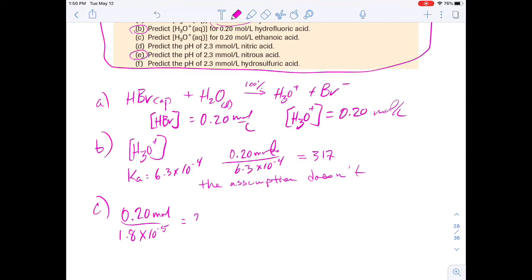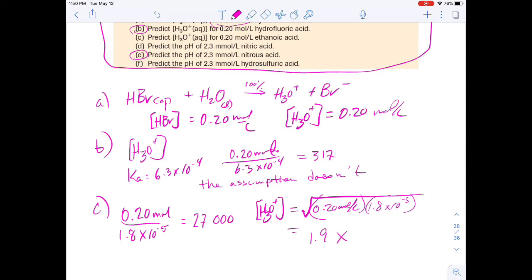And this is going to be 27,000 or greater. And so the assumption works, in which case the hydronium ion concentration equals the square root of 0.20 mole per liter times the Ka, which is 1.8 times 10 to the negative 5. And so the hydronium ion concentration is going to be 1.9 times 10 to the negative 3 mole per liter.